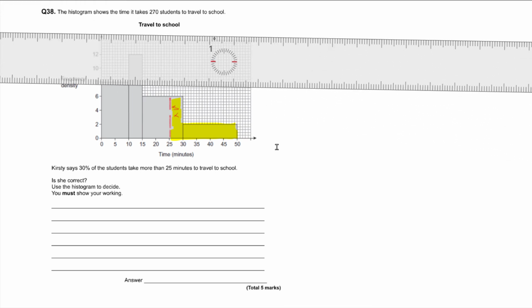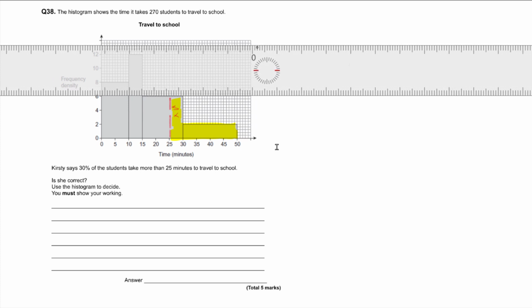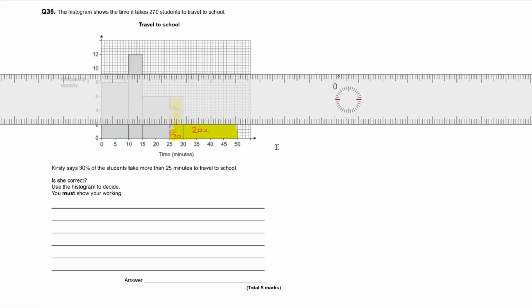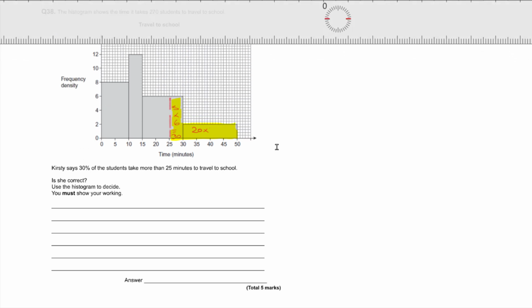Let's just double check that is 6. Yes, it looks like 6. So that's going to be a height of 6. So 5 times 6, that's 30. And then the other bar has got a width of 20 and a height of, seems to be exactly 2. 20 times 2, so that represents 40 people there.